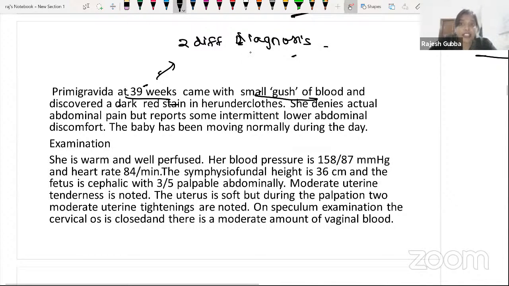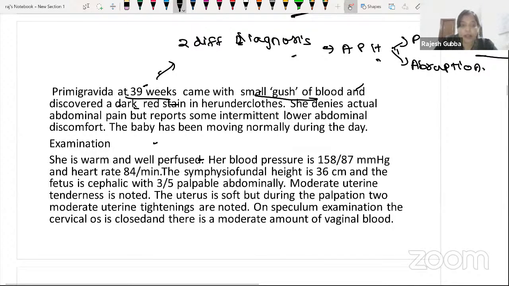Mainly it means that we are dealing with antepartum hemorrhage. So there are two main differential diagnoses for antepartum hemorrhage. I would either think of placenta previa or abruption. Dark colored blood actually already gives me one clue here.